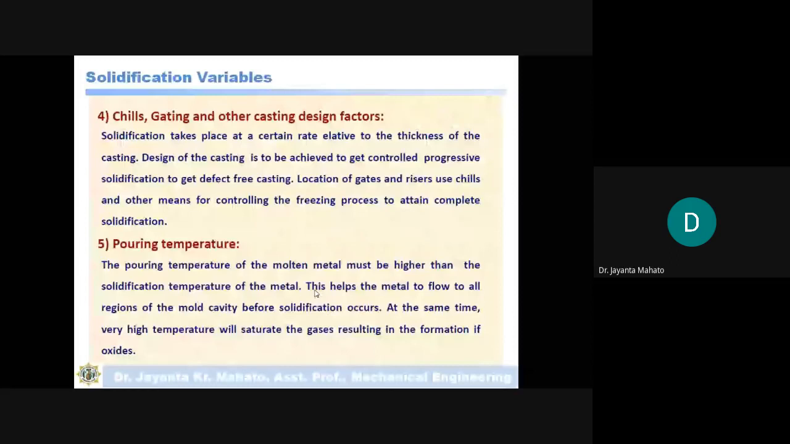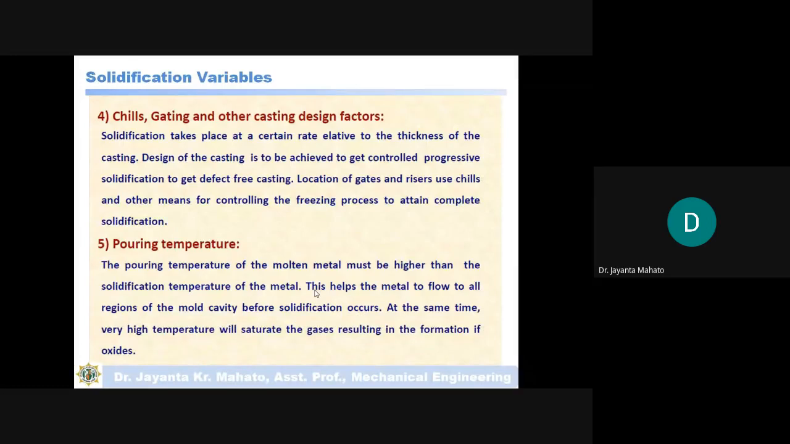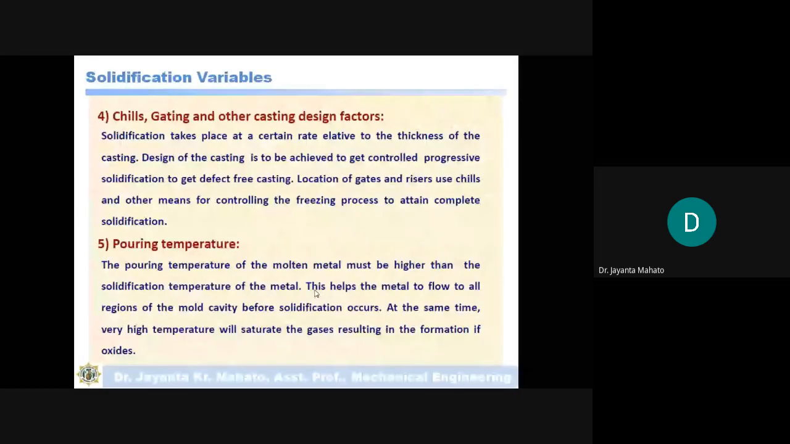So design of casting is to be achieved to get controlled progressive solidification to get defect free casting. Location of gates and risers, chills and other means for controlling the freezing process to attain complete solidification. So means location of gates, risers, and chilling, and the others are controlling the freezing process. Obviously, it will help the solidification of the molten material.